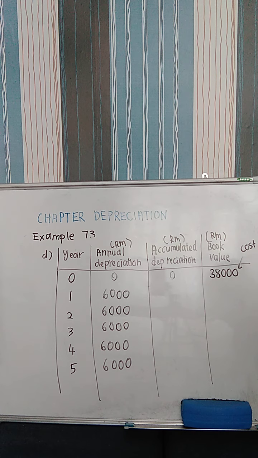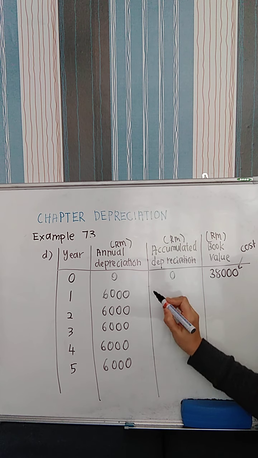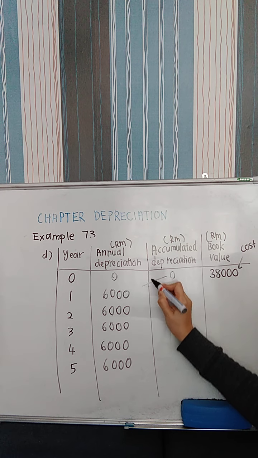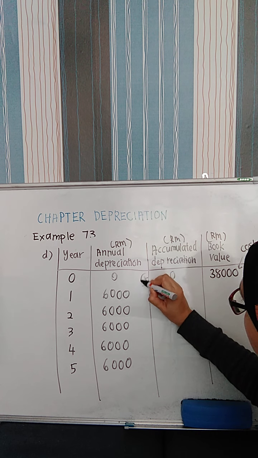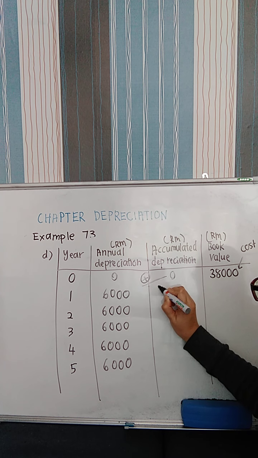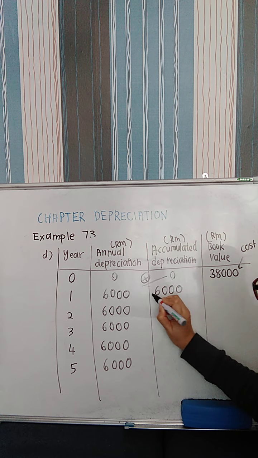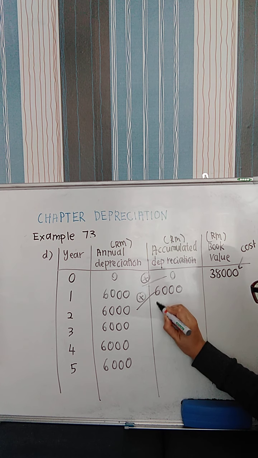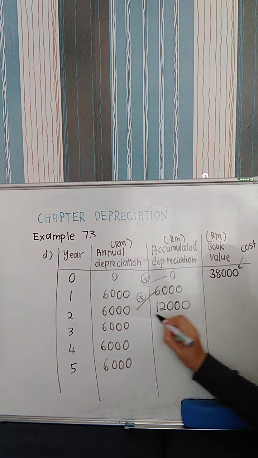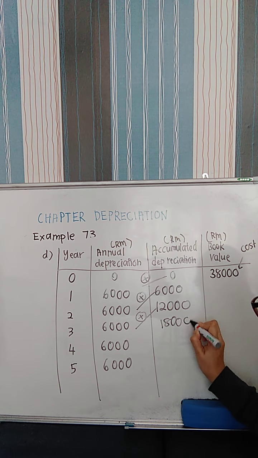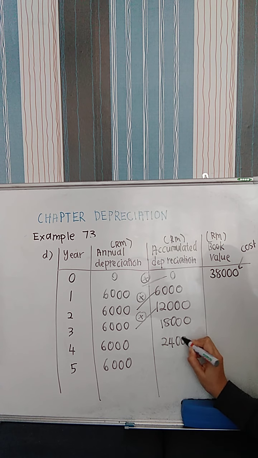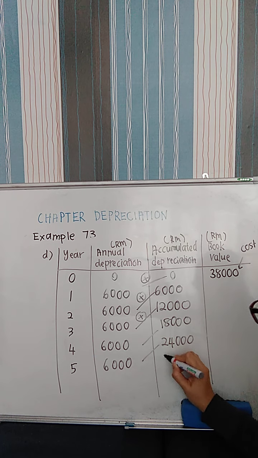Then we continue to accumulated depreciation. How to calculate accumulated depreciation here? You use the plus symbol. So 0 plus 6,000 is 6,000. Then 6,000 plus 6,000 is 12,000. Then 12,000 plus 6,000 is 18,000. Then 24,000, and the last you plus also here, 30,000.